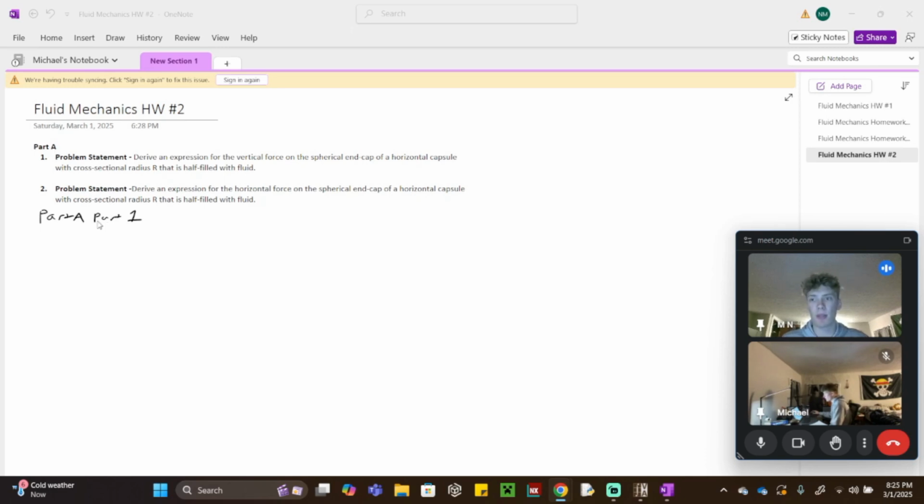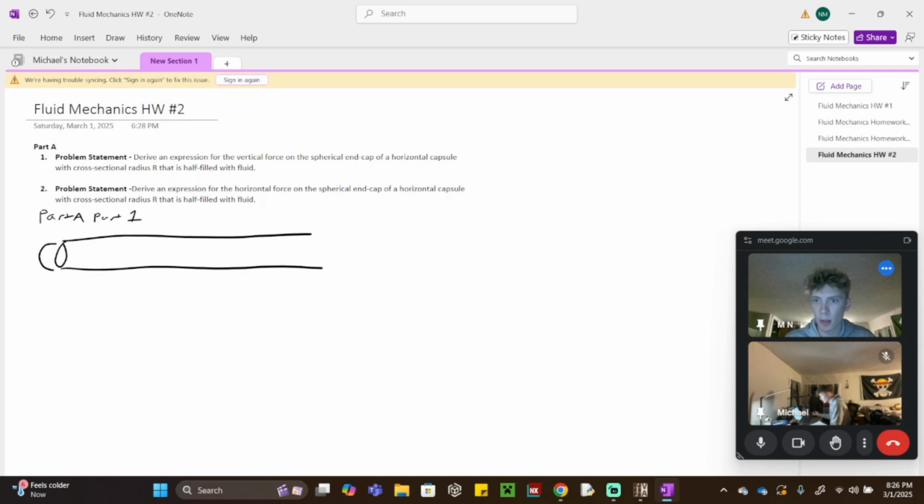The first problem statement states to derive an expression for the vertical force on the spherical end cap of a horizontal capsule with cross-sectional radius r that is half filled with fluid. So I'm going to draw our capsule here. So here's one end cap. And here's the other end cap, and it's half filled with fluid. And we're trying to find the vertical force acting on the end cap of our horizontal capsule.